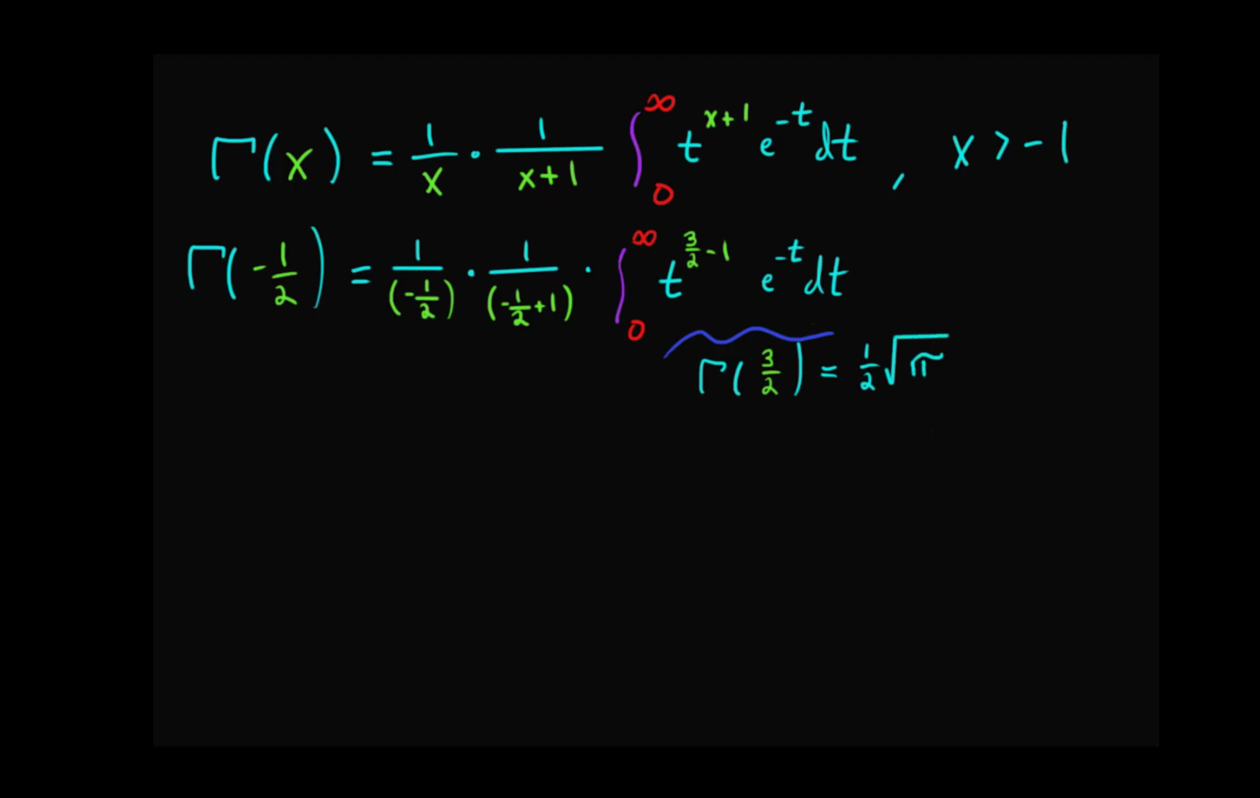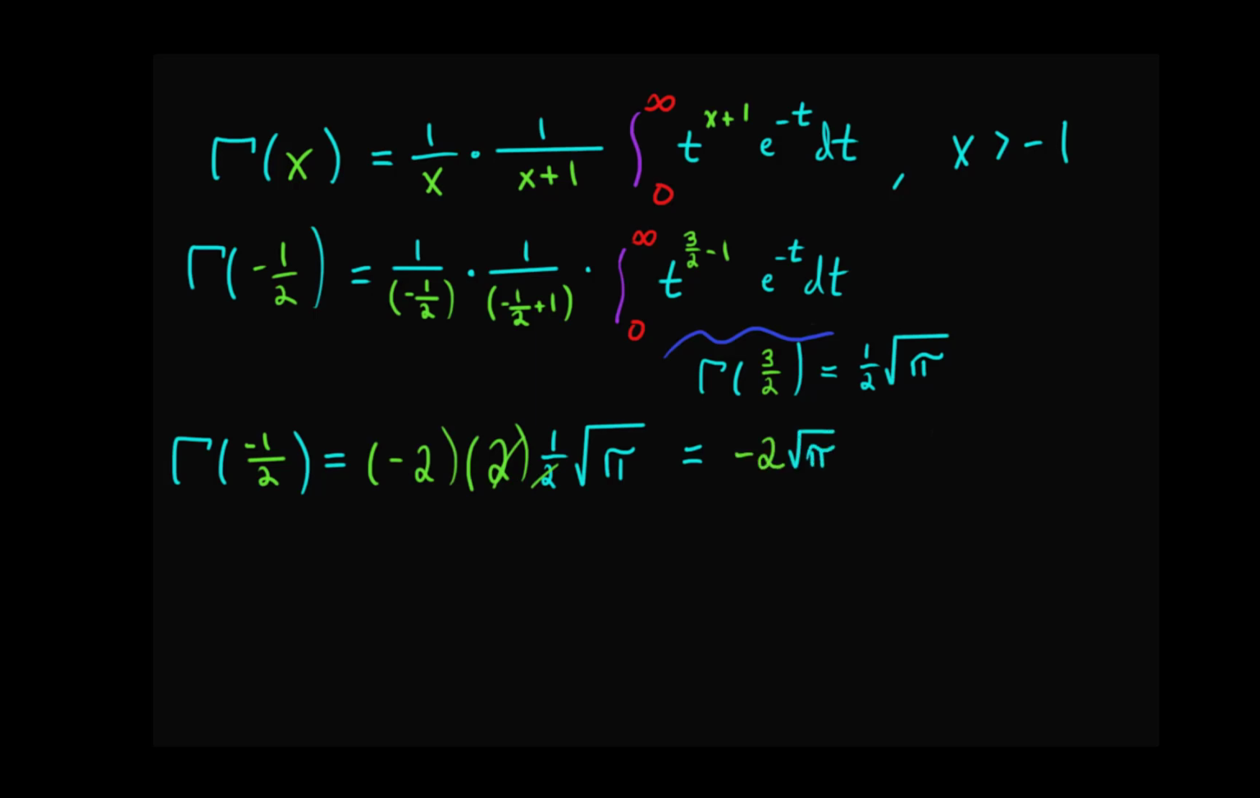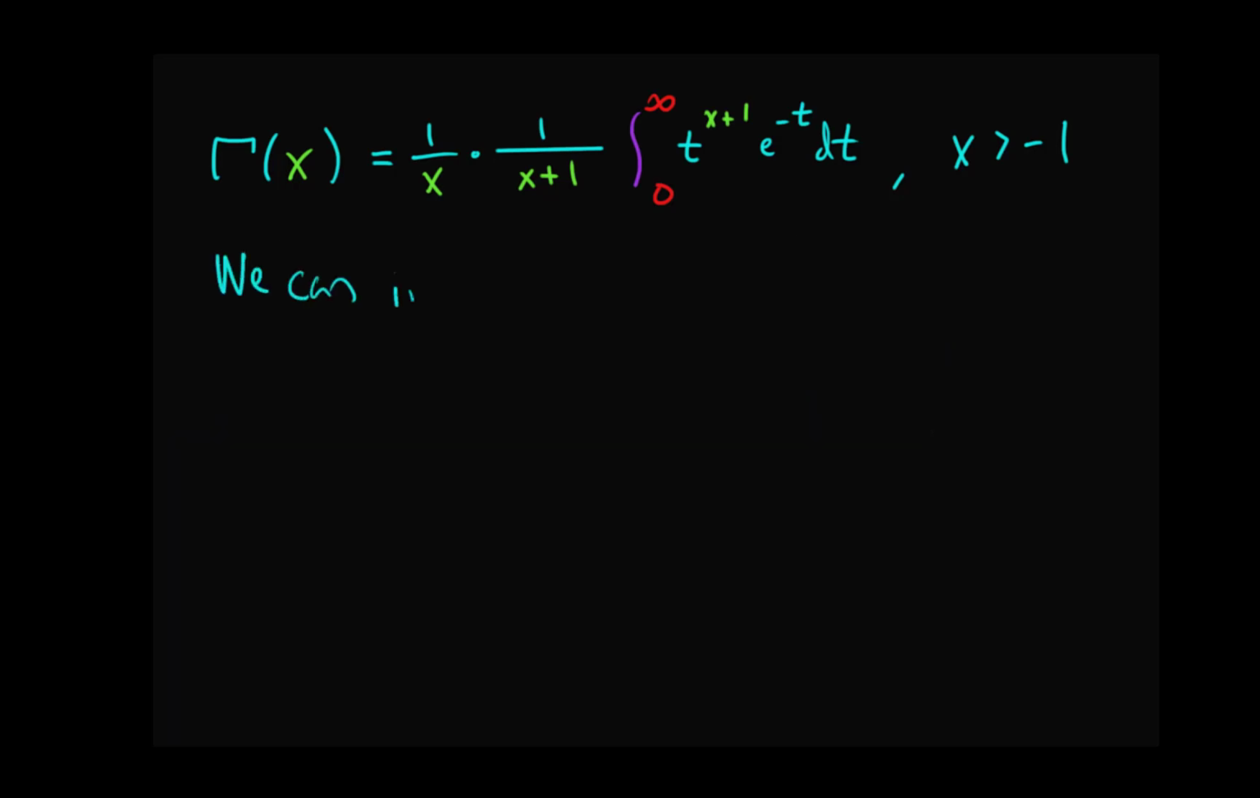So putting this whole thing together, we have that gamma of negative 1/2 equals 1 over negative 1/2 is negative 2, and then 1 over negative 1/2 plus 1 is positive 2, so negative 2 times positive 2, times 1/2 times the square root of pi. So we'll just cancel those terms, 2 and 1/2, and we get gamma of negative 1/2 equals negative 2 times the square root of pi. Very cool. And really, why should we stop there? We can do another integration by parts on that expression.